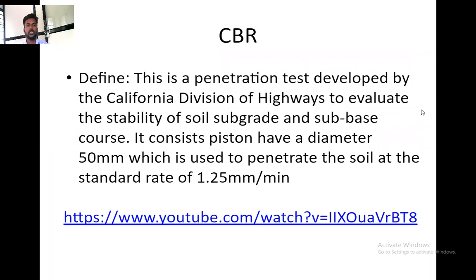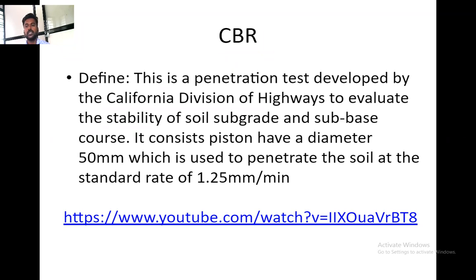So the first test is the CBR, called the California Bearing Ratio Test. CBR stands for California Bearing Ratio. This is the penetration test developed by the California Division of Highways to evaluate the stability of soil subgrade and the subbase course. As it was developed in the California division, it is named the California Bearing Ratio Test, and it is used to evaluate the stability of the soil subgrade.